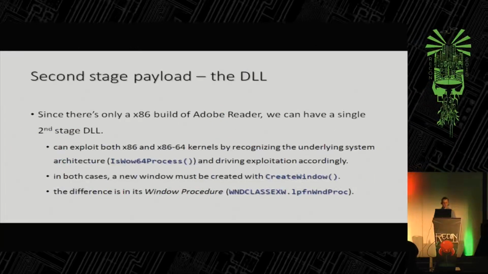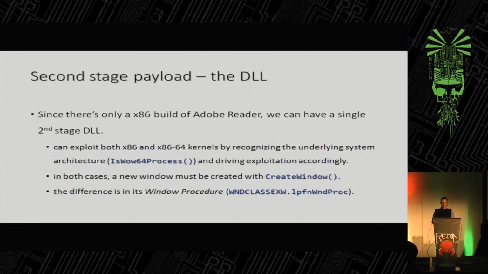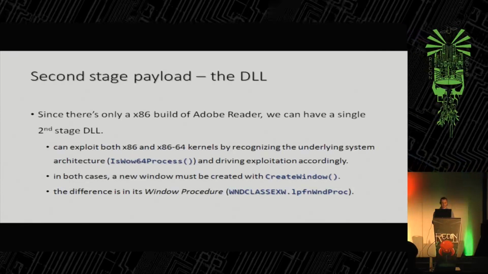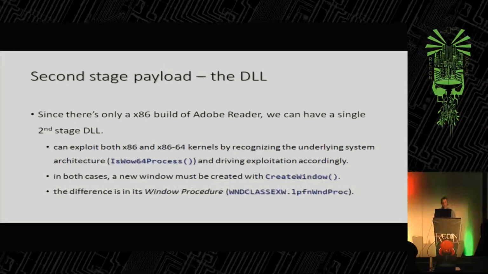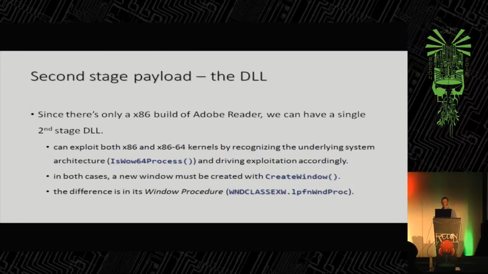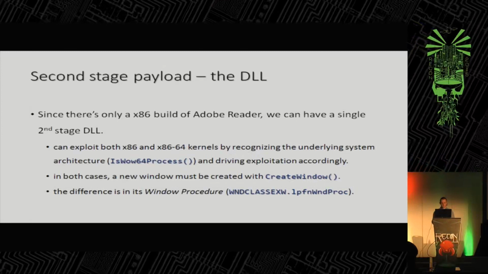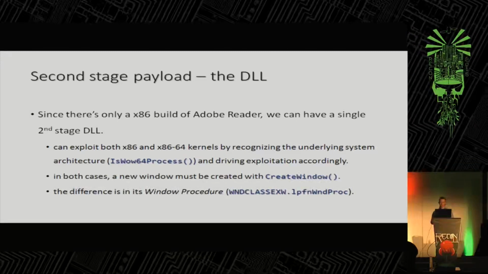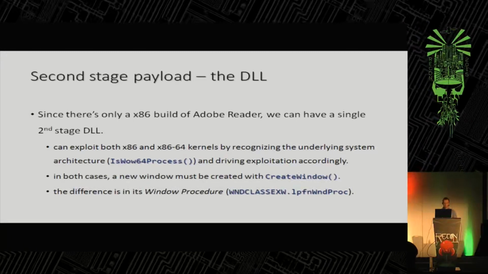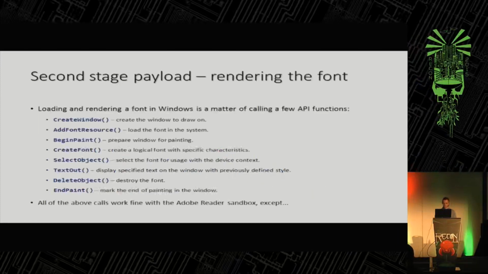So as I said before, we can have a single second stage DLL because there is only one version of Adobe Reader. And it can basically exploit both 32 and 64-bit kernels. We must only recognize the underlying system using a single API function, and then we can drive exploitation accordingly. In both cases, we have to create a window, and then the only difference is in the window procedure.